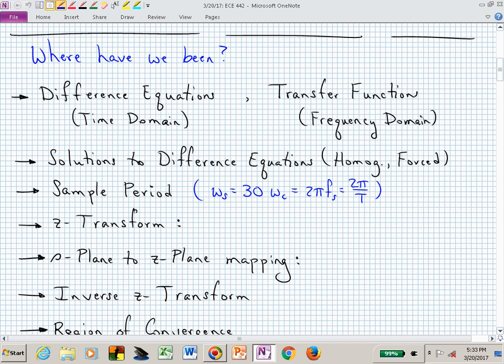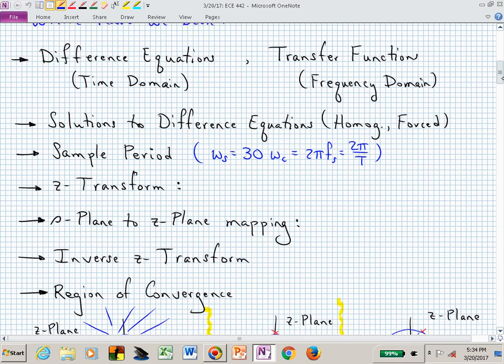We can solve those. The sample period, how do we select that? And we have this rule of thumb, which is 30 times the highest frequency. And that point was maybe missed a little bit on exam number 2. But you're looking for the highest frequency, and then based on that, you want to sample 30 times that highest frequency. We've talked about the Z-transform mapping.